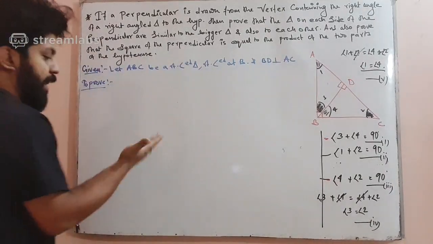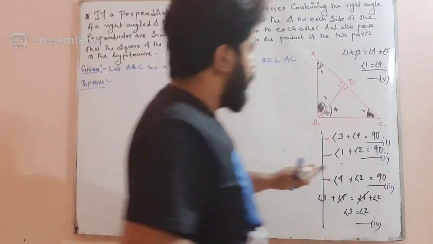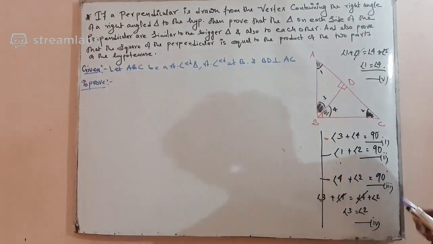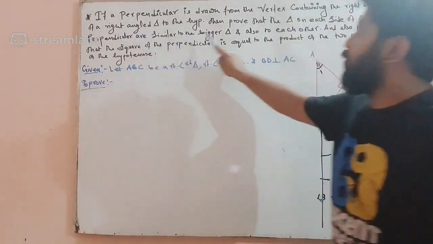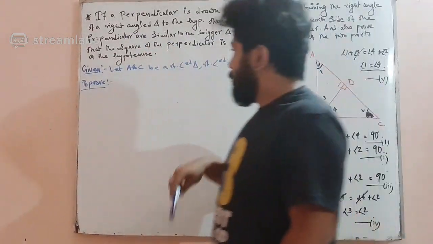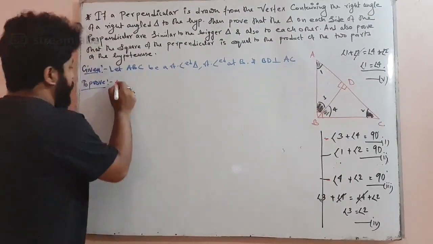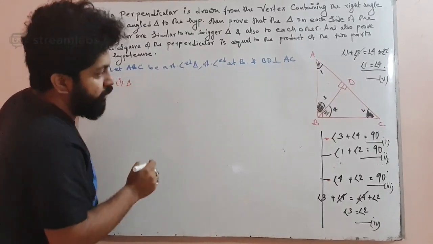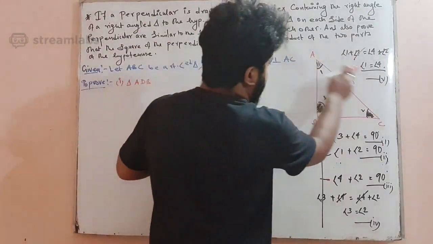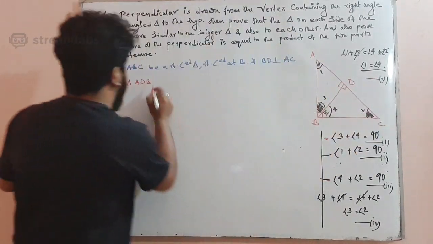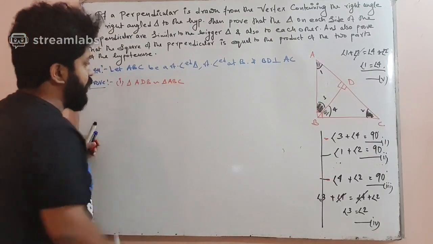Once we understand our diagram, now what is told to us? Prove that the triangles on each side of the perpendicular are similar to the bigger triangle and also to each other. First, let me do each side. That means first we have to prove, number 1, triangle ADB is similar to triangle ABC.